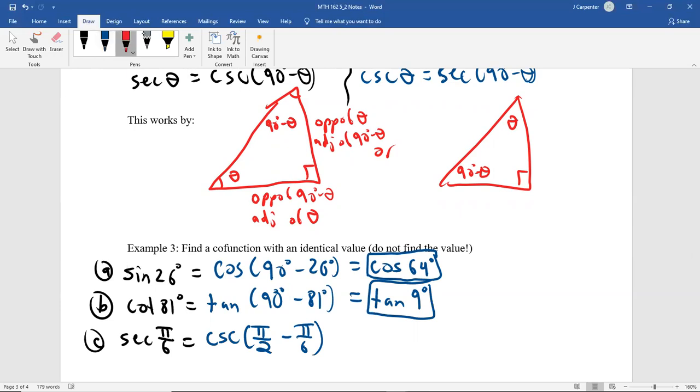So to the side, you got to do pi over 2 minus pi over 6. You got to get an LCD between a half and a sixth, basically. So pi over 2 minus pi over 6. The LCD between 2 and 6 is 6. So we're going to change those denominators to 6's.